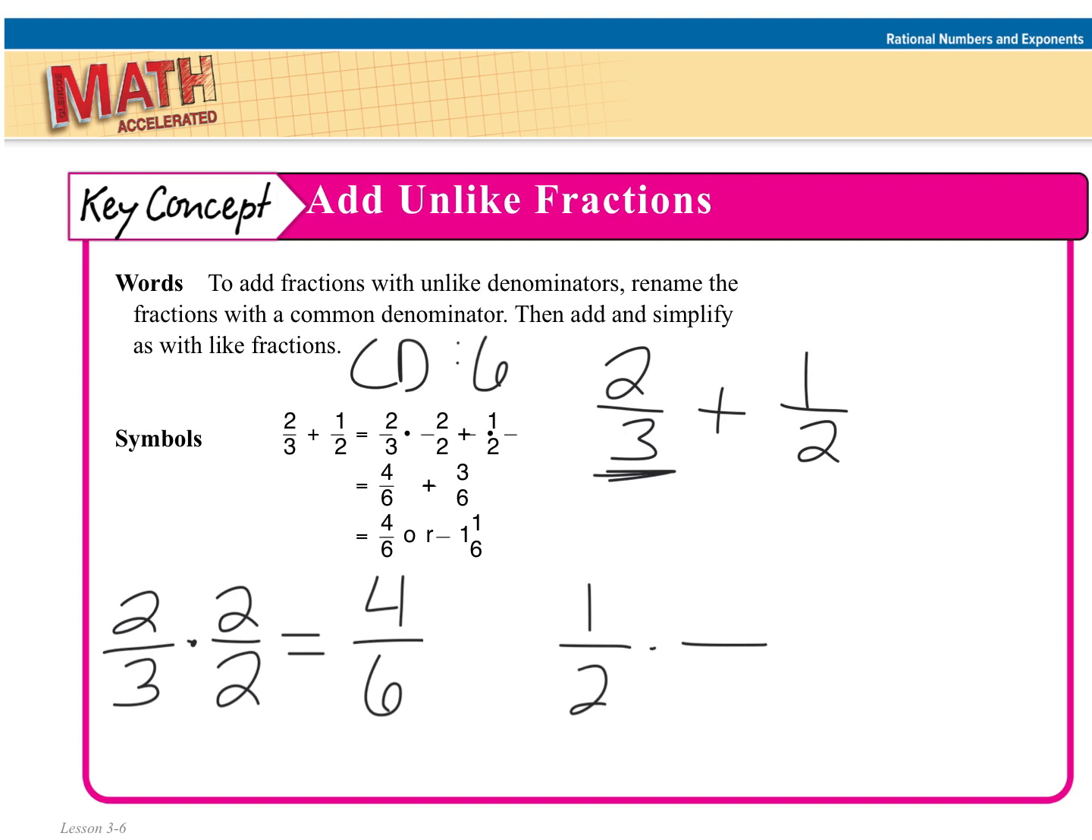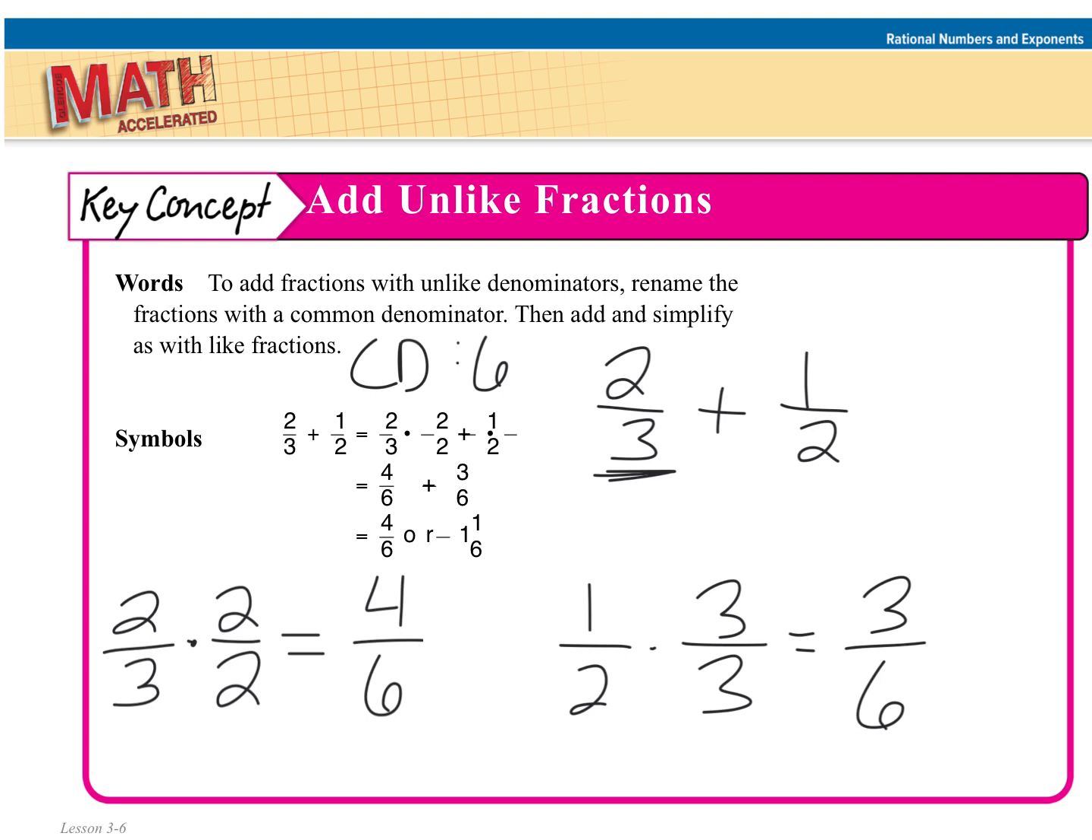Now I need to do the same thing to 1/2. What do I need to multiply 1/2 by to get 6 on my denominator? 3. So 3 on the bottom and 3 on the top. What do I get on my numerator now? 3. And then if you reduce this, don't you get back to 1/2? Yep. So value didn't change or anything. I just changed the denominators.